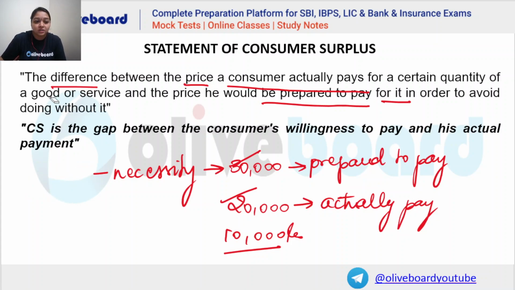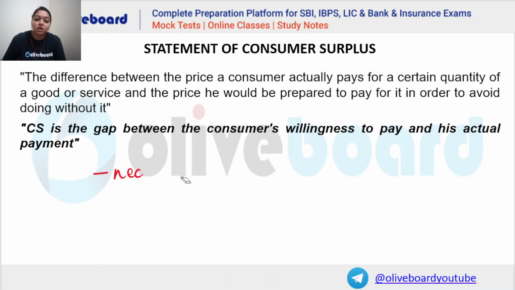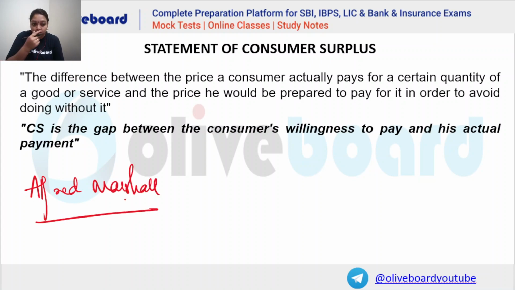So, what is consumer surplus? The difference between the price actually paid by the consumer and the price which he is prepared to pay instead of going without the product, right? So that is consumer surplus. So again, this was given by Alfred Marshall. Okay.